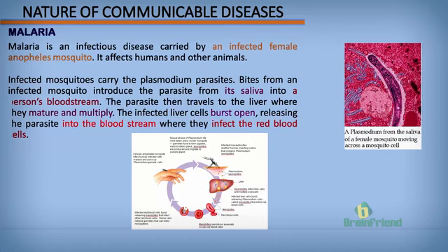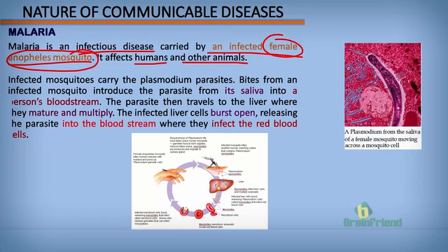Malaria is an infectious disease carried by an infected female Anopheles mosquito. So the host of this infection is what? The female Anopheles mosquito, an infected female Anopheles mosquito. Malaria affects humans and other animals.